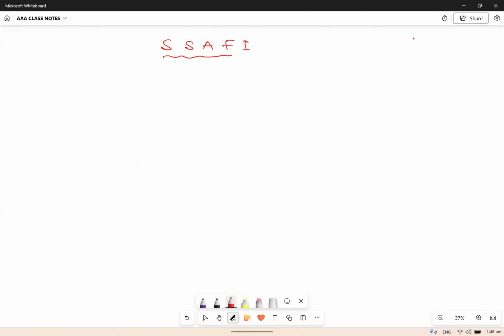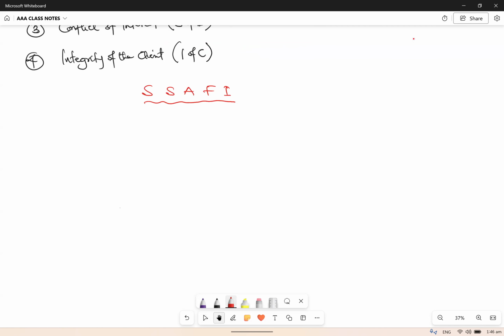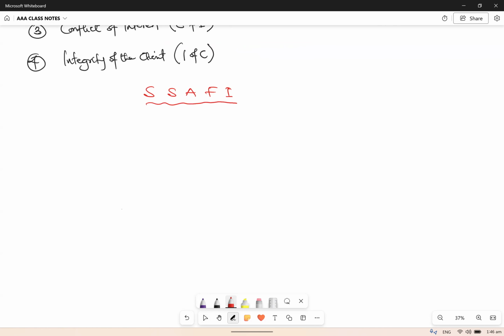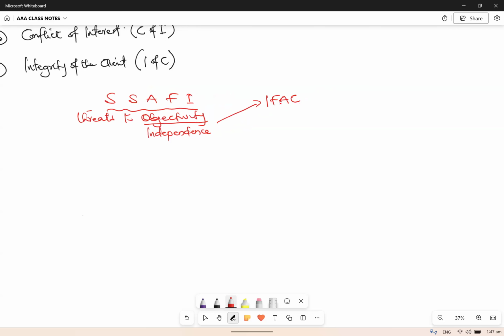In dealing with the SYLLABUS concept, we call it threats to objectivity. It can also be called threats to independence. Where does this objectivity come from? These things come from the IFA Code of Ethics, which you know.